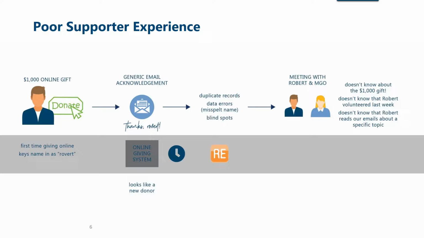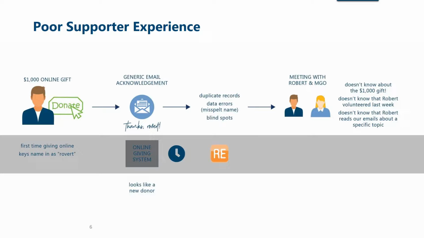So this is now creating a duplicate record. It's creating data errors, misspelled names. Not only do we have those system errors now, but our gift officer is meeting with Robert and has no idea that he donated a gift or any other information that may have come through with his online activity. Bottom line, that's not a great experience for either party.